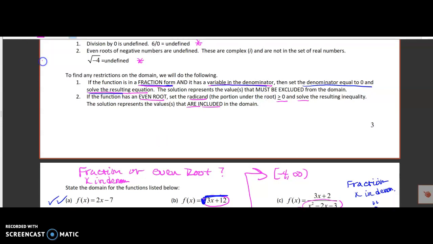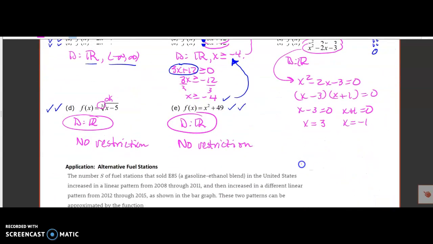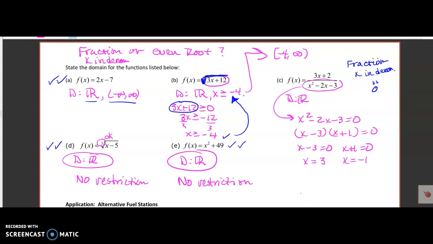Okay, so we are going to exclude both the 3 and the negative 1. So my domain is all real numbers, but x cannot be 3 or negative 1. And that is one way to write the answer.